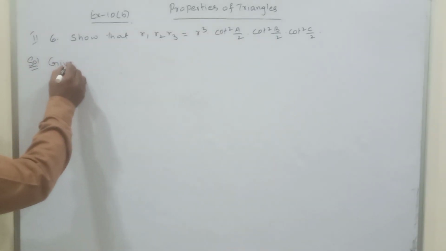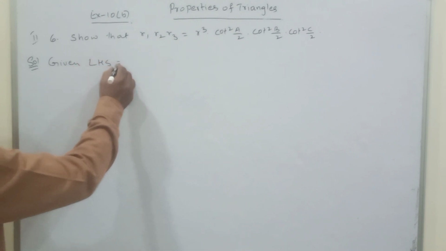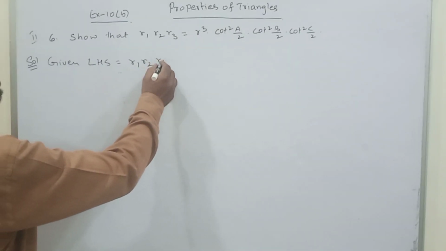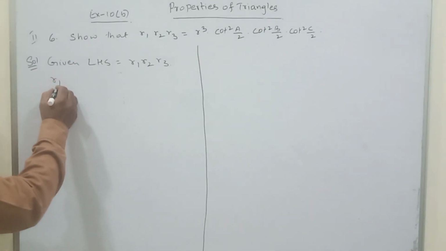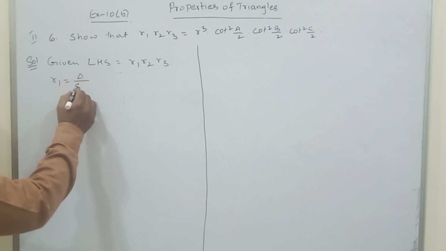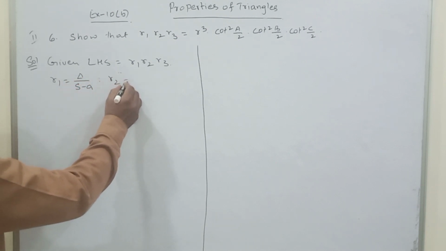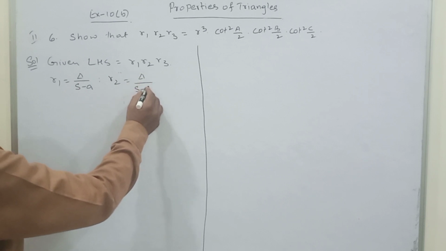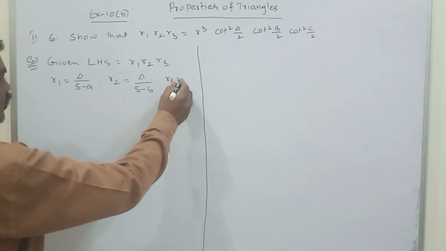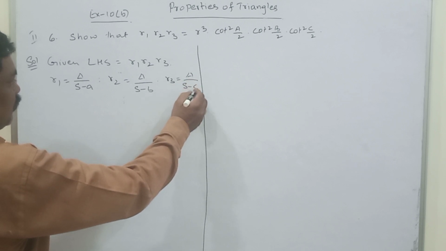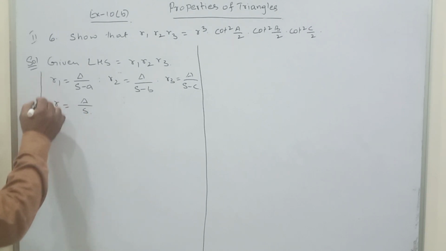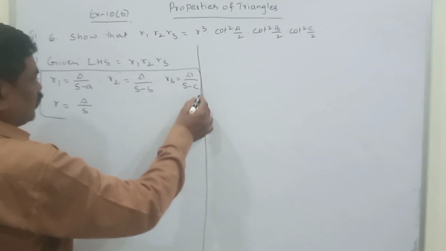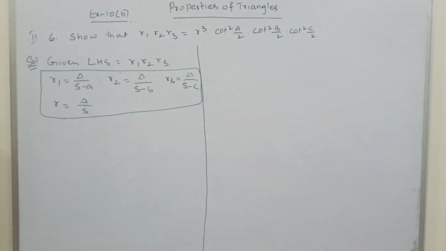Then you have to write given LHS equal to R1, R2, R3. Okay, all of you. So R1 is equal to what? Delta by S minus A. R2 is equal to what? Delta by S minus B. R3 is equal to what? Delta by S minus C. And R is equal to delta by S. So these formulas we can use here.